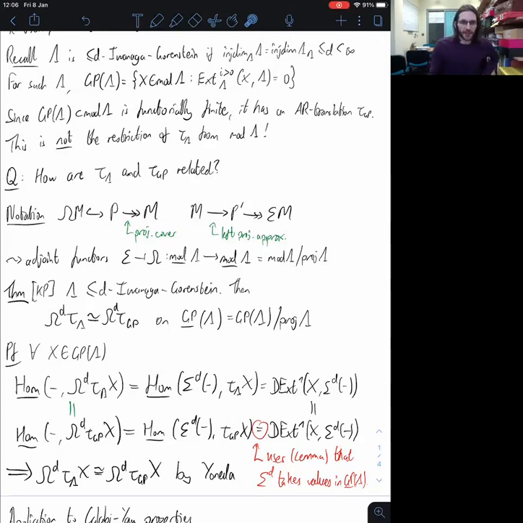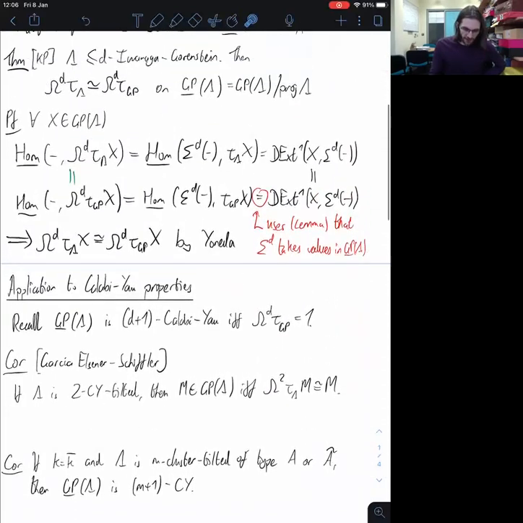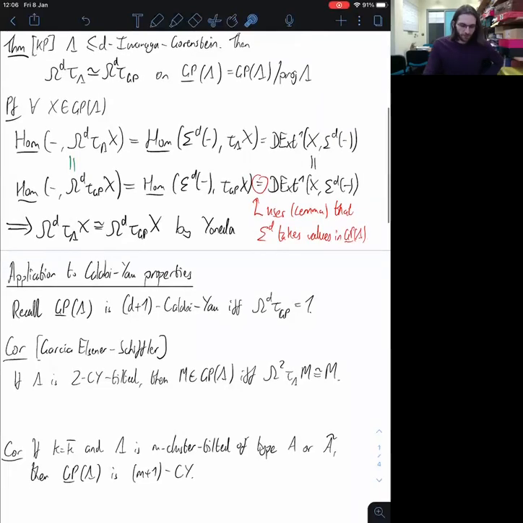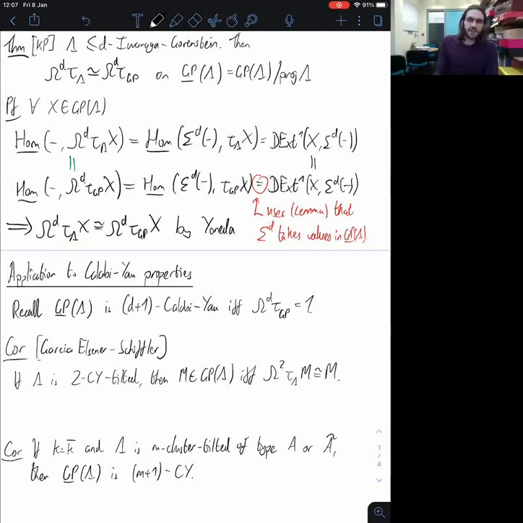So when we were thinking about this, we had a particular aim in mind, which was an application to some results about Calabi properties appearing in some work of Garcia Elsener, some of it with Ralf Schiffler. The stable category of Gorenstein projective lambda modules is always a triangulated category. It's d plus 1 Calabi if this d-th syzygy of tau GP, if that functor, is the identity or naturally isomorphic to the identity.